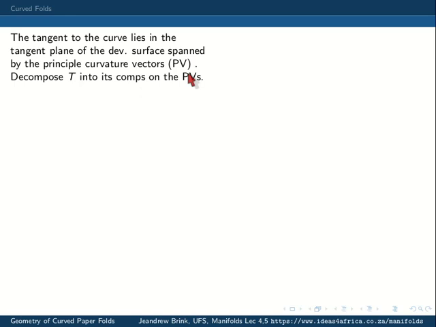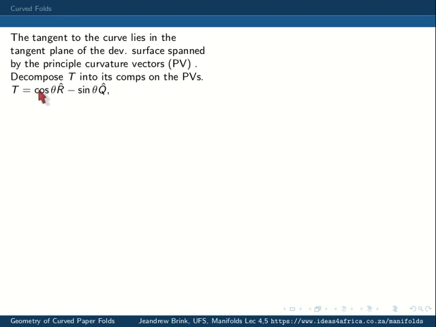So we now want to decompose T into the components of the principal vectors. A component of T is going to point in the one direction that curves strongly, and another component is going to point in the ruling direction. The way we do that is simply to take T and dot it with R hat, and then take T and dot it with Q hat, and look at the components.